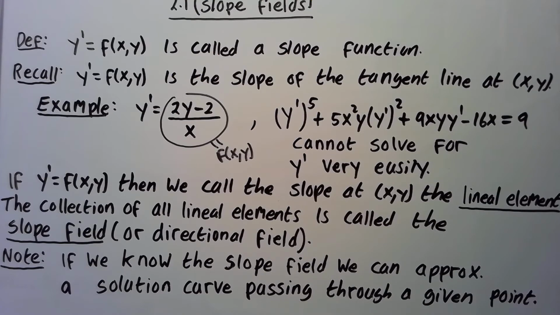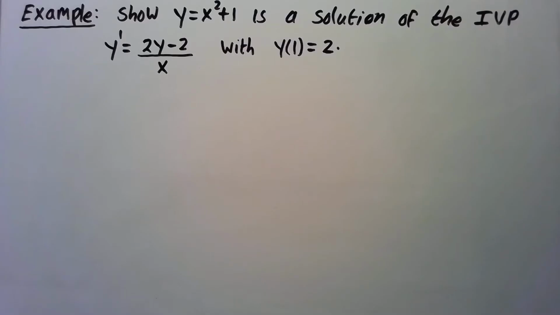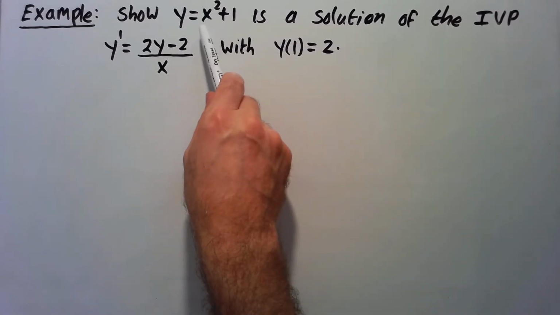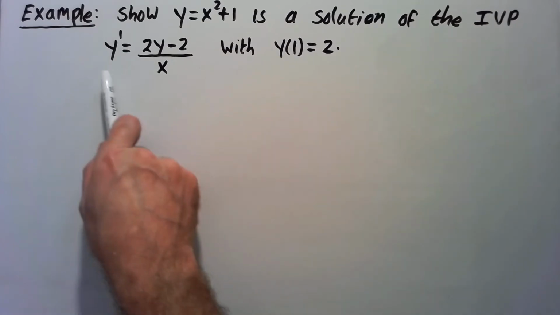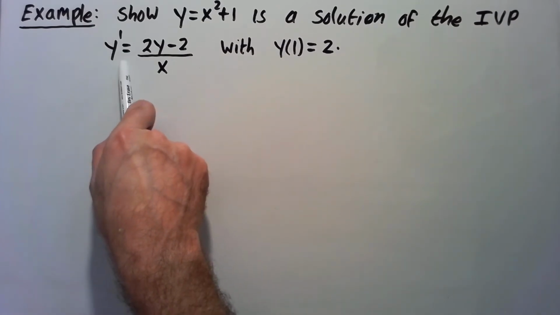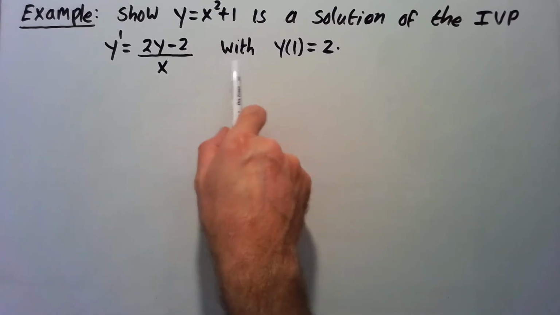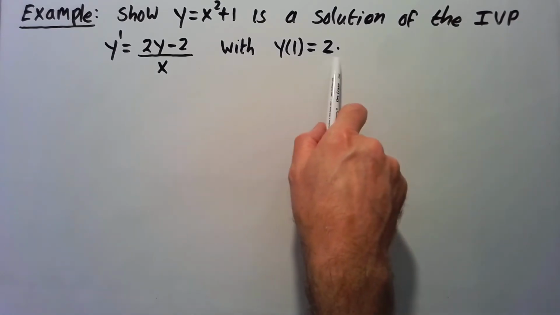So let's look at an example now. I'm going to erase stuff here and we'll look at an example. Okay, so here's our example. Show that the function y equals x squared plus 1 is the solution of the initial value problem. Our differential equation is y prime equal to 2y minus 2 over x with y(1) equal to 2.